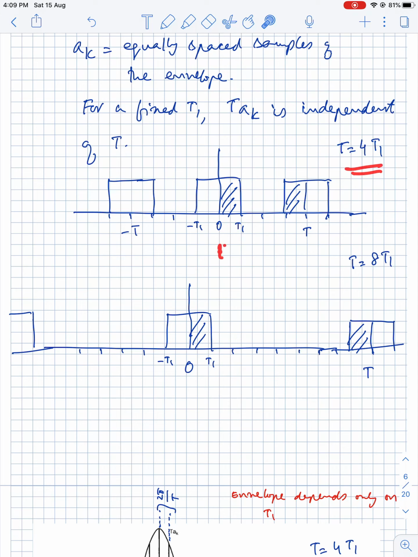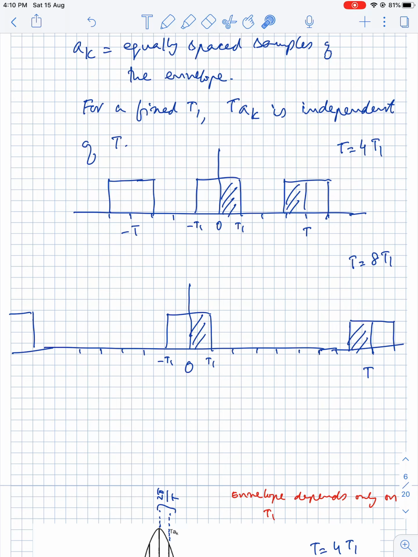So this is my T, this is T, and this is T1. Okay, and so one period is going to be this from here to here. This is one period, and these are the non-zero parts. Now, when T is equal to 8T1, this is now T, this is actually double this, this is 4T1, this is 8T1. So that means this period is double of this period. Okay, so now here also the non-zero parts are the same as what you have here.